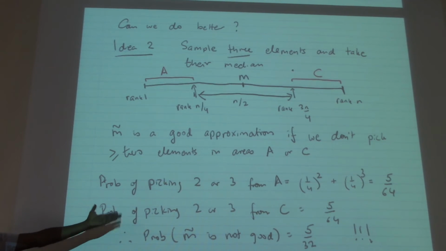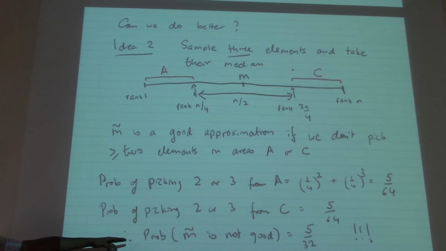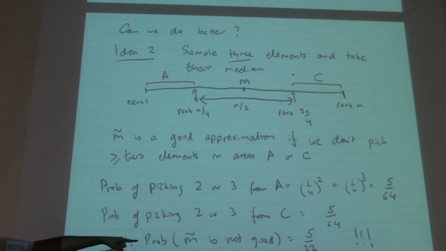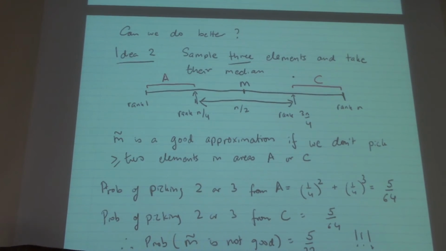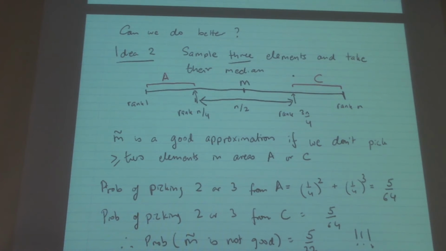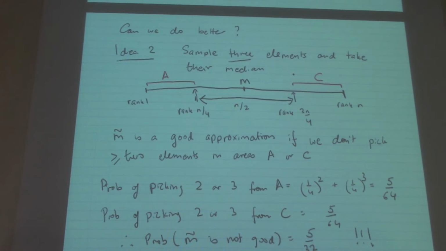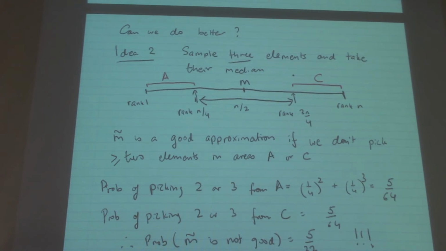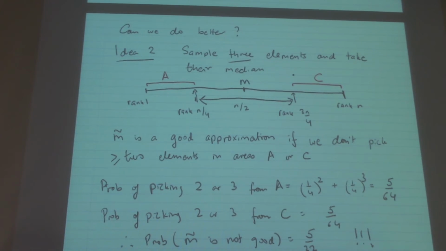Similarly, this happens here, you get 5 over 64. So the probability that you do this bad thing is 5 over 32. Therefore, the probability of the good event is 27 over 32, which is now way more than half. Just by going from 1 to 3 and taking the median, you've jacked up your probability of success way higher for that same approximation guarantee.